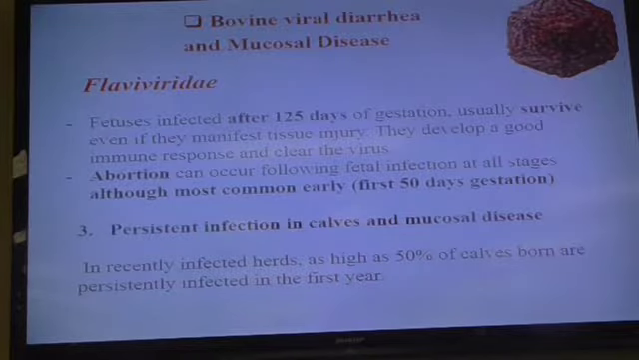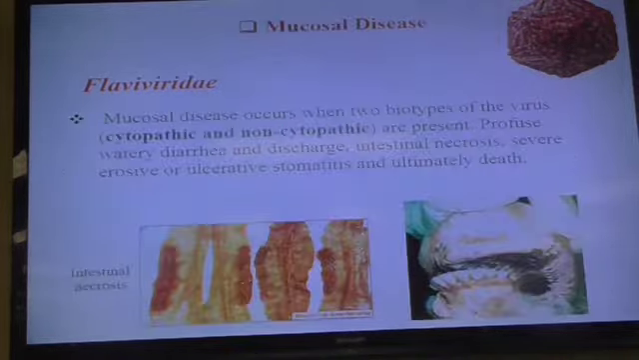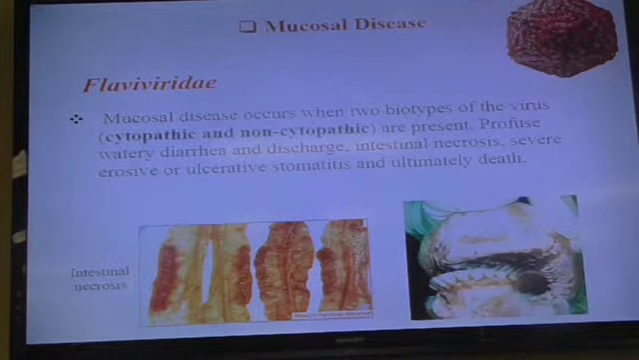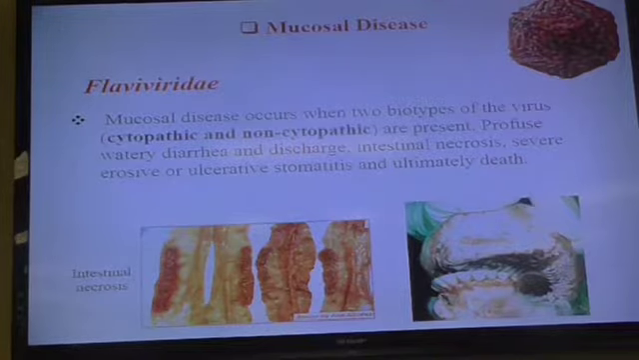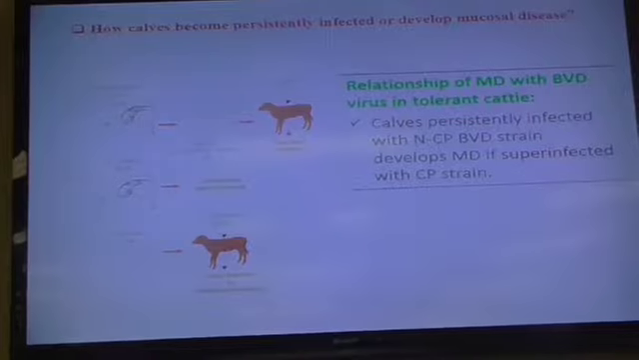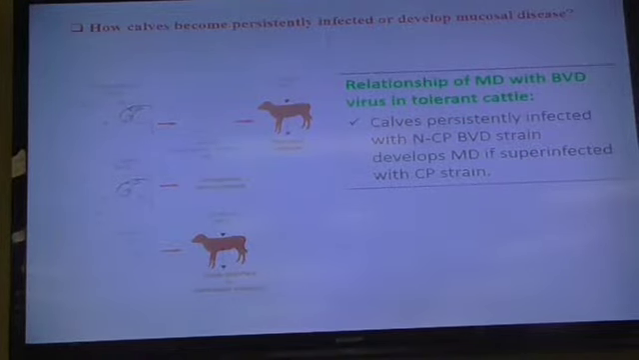Now we're going to talk about mucosal disease, because that's the advanced stage of bovine viral diarrhea infection. Mucosal disease is very serious because of the lesions that it causes, whether they are ulcers, necrosis, or hemorrhages. We can understand this better in this picture.